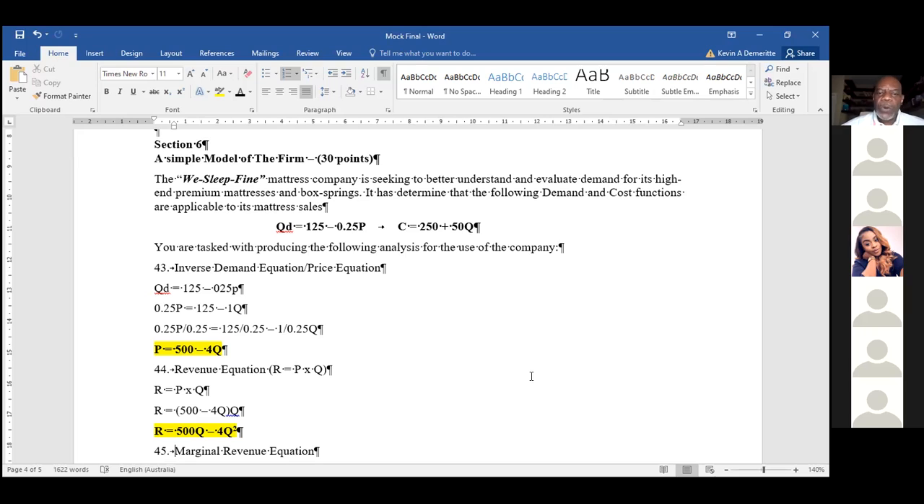You're tasked with producing the following analysis for use of the company. First things first, they're asking you to find the inverse demand equation, also known as the price equation.